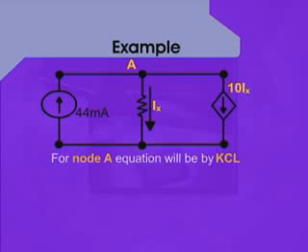Therefore, the equation for this node can be written as Ix plus 10 Ix minus 44 milliamperes is equal to 0.